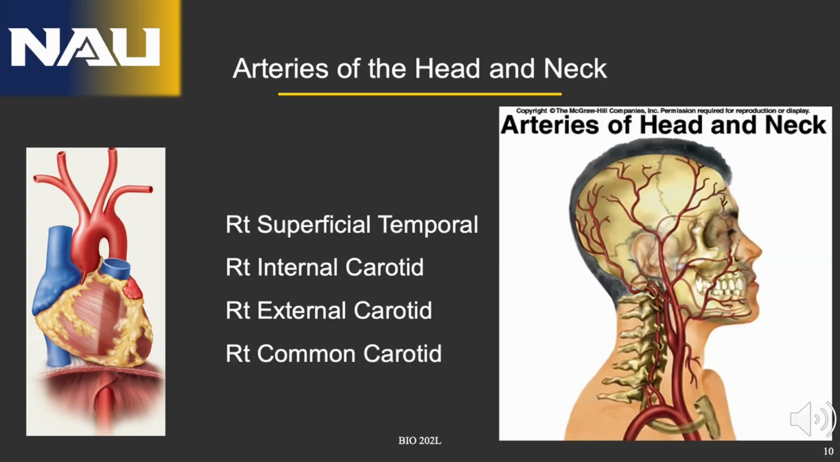So now let's talk about the arteries in the head and neck. But first, let's talk about where they originate. So we have the ascending aorta, which then branches off into the brachiocephalic trunk, which further splits into the subclavian artery, which we talked about, that goes to the right limb. And then we have the right common carotid. And this leads into another branching spot where it turns into the external and internal carotid.